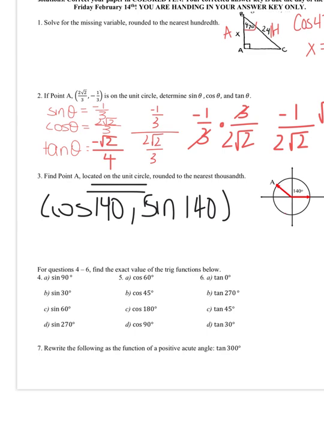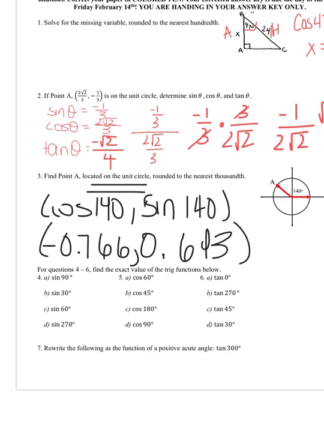Again, this is degrees, so cosine of 140, rounded to the nearest thousandth, is negative 0.766. And then the sine of 140 gives me 0.643. 4 through 6, this is kind of like that quiz that I had given you earlier in the week, so you just need to know these exact values.